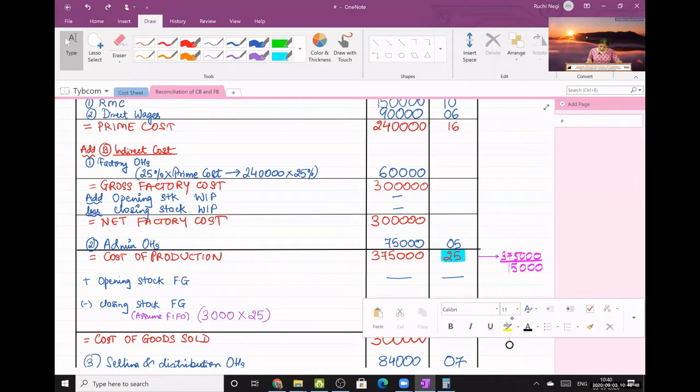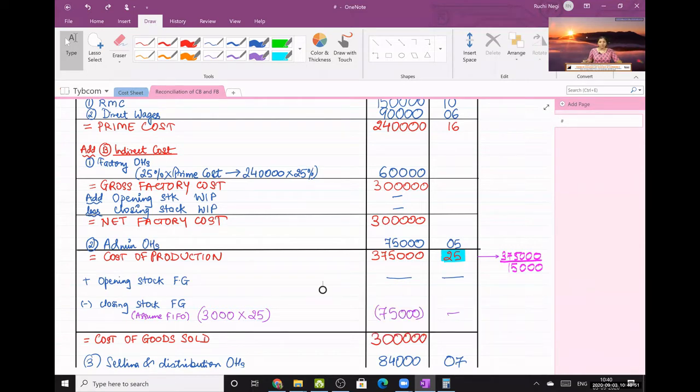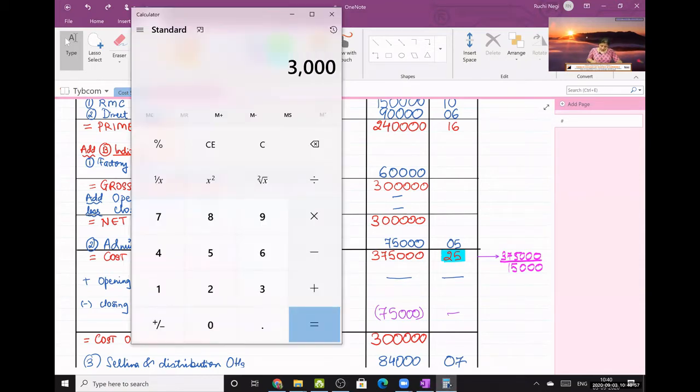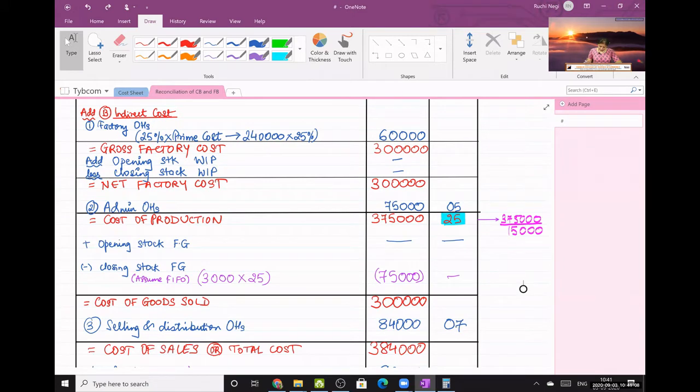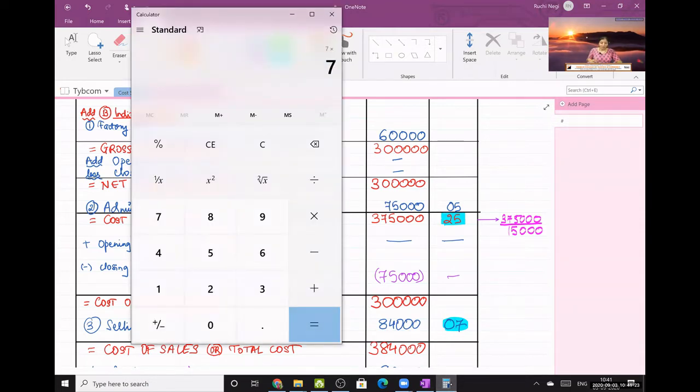Opening stock is not given. Closing stock is also not given, but we know in absence of information, we have to calculate it. So 3,000 units unsold multiplied with 25. 75,000 is my closing stock. That's my cost of goods sold. Okay. Next, selling and distribution is given 7 rupees. Write it in the per unit column. 7 multiplied with units sold. Now we are at selling and distribution. So units sold is 12,000. So the answer is 84,000.